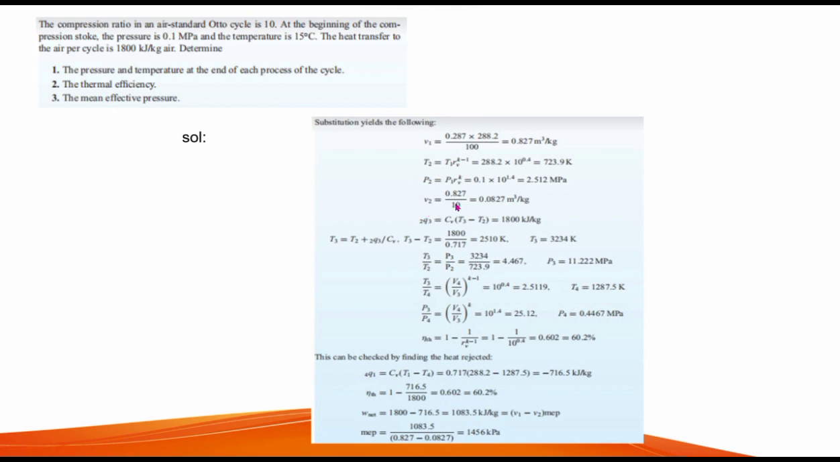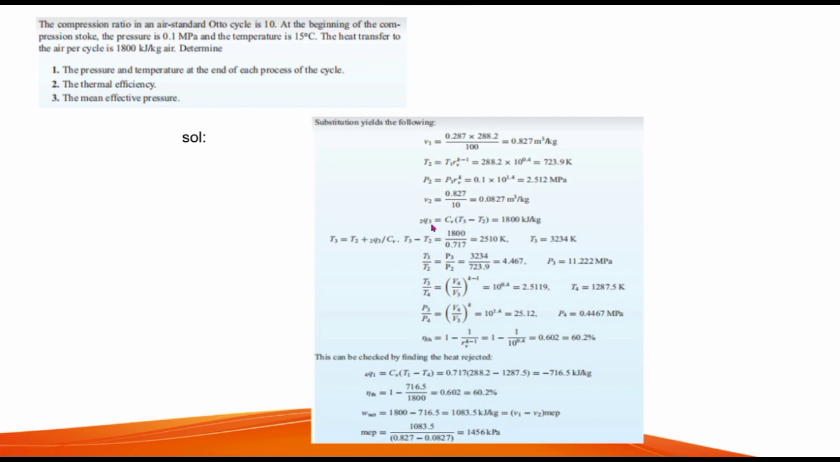And then we need to solve for V2. So we have here V2 is equal to 0.827 over 10, which is equal to 0.0827 cubic meter per kilogram.